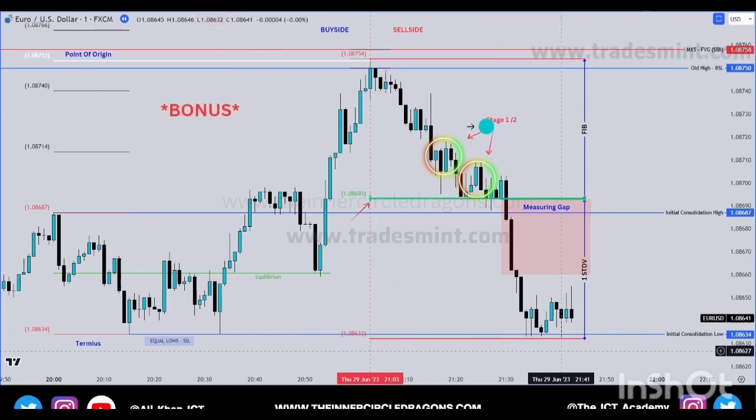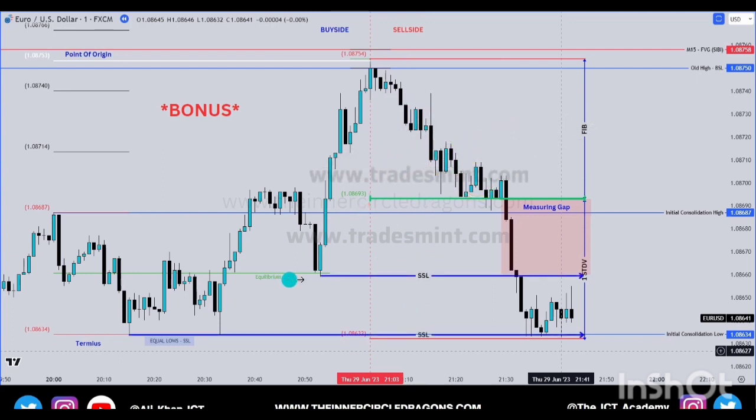Stage 1 and Stage 2 occurred above equilibrium of the sell side delivery range. We ran the sell side liquidity below this low, and we ran the sell side liquidity below these equal lows over here. Now, this was a very shallow sweep, so there's still a large pool of liquidity resting below these lows, and the bodies of the candles haven't traveled below this low.